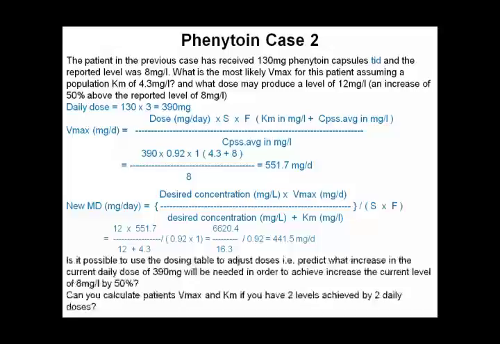Now if we have two levels, we can use the equations that we addressed before to estimate Km, then Vmax, then the new maintenance dose for that patient, which would be more accurate than using the Km of the population. That's it for phenytoin.